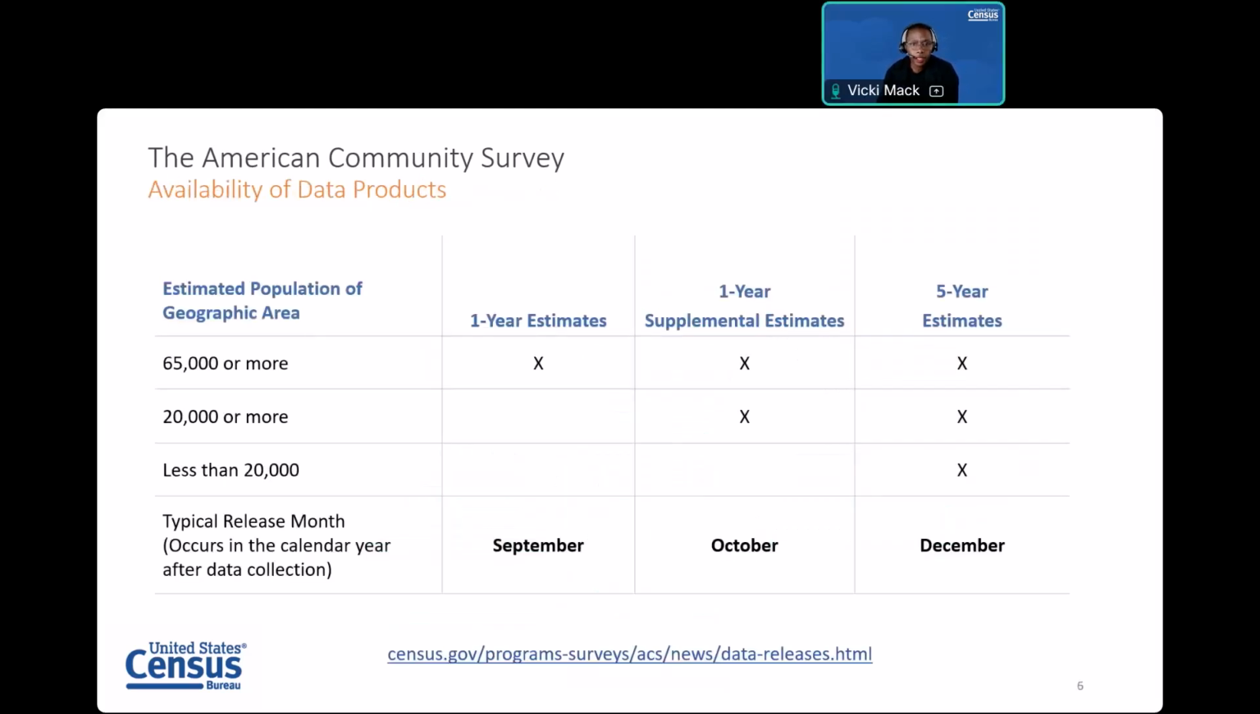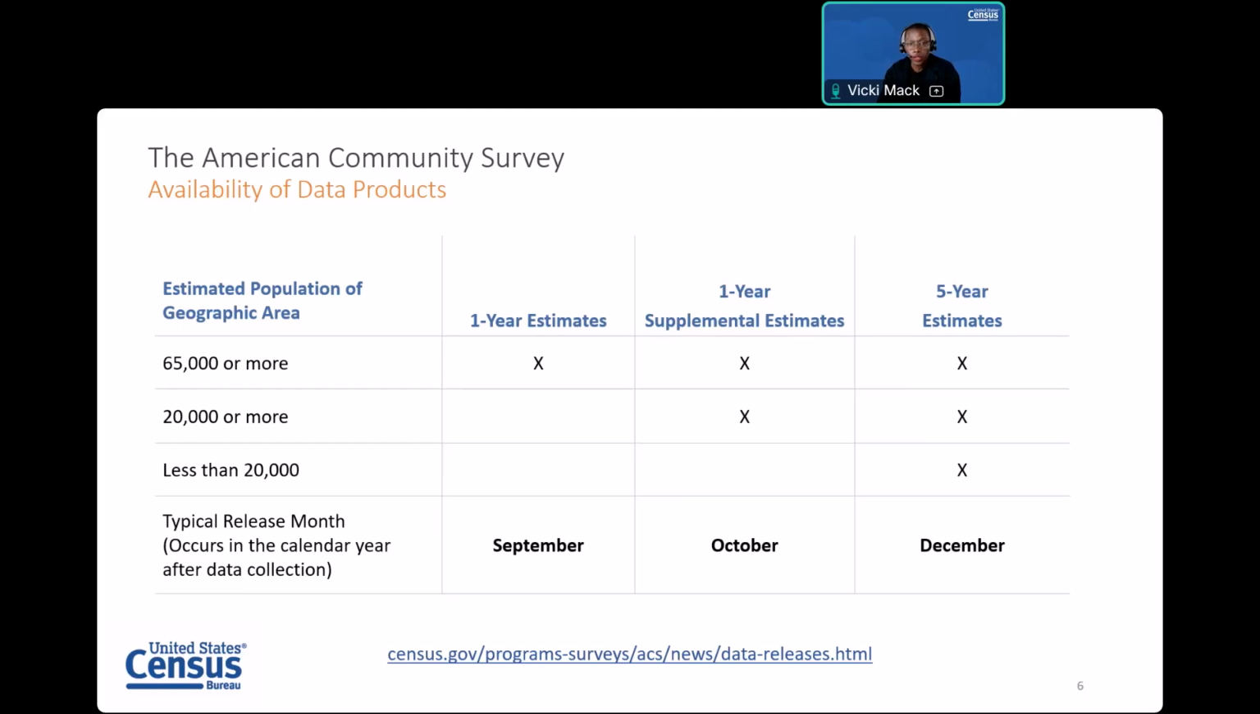ACS data products are released about 1 year after the data are collected. The Census Bureau applies population-based thresholds across geographies in the ACS tables to determine whether they can be published as 1-year estimates, 1-year supplemental estimates, or 5-year estimates.